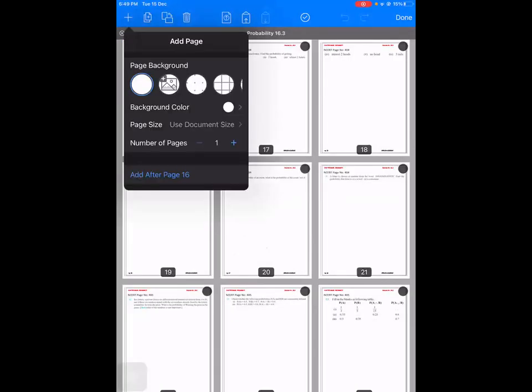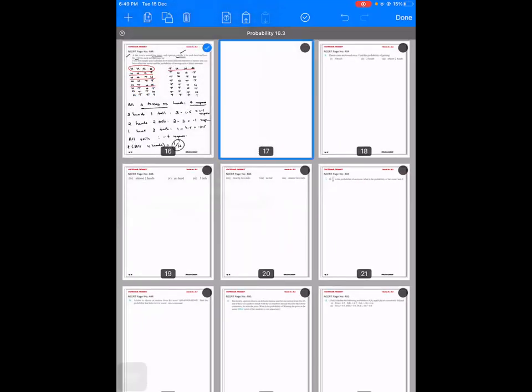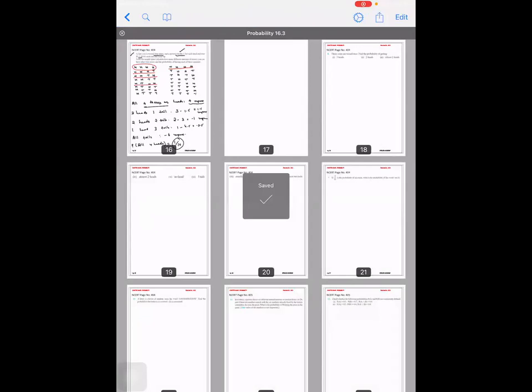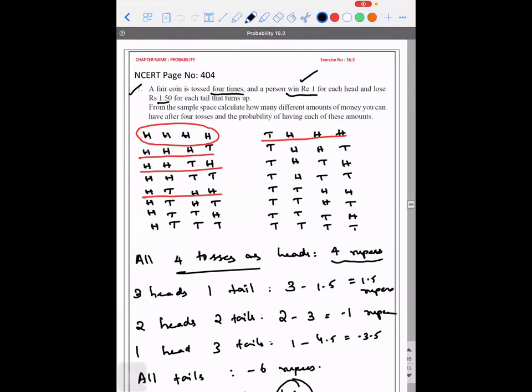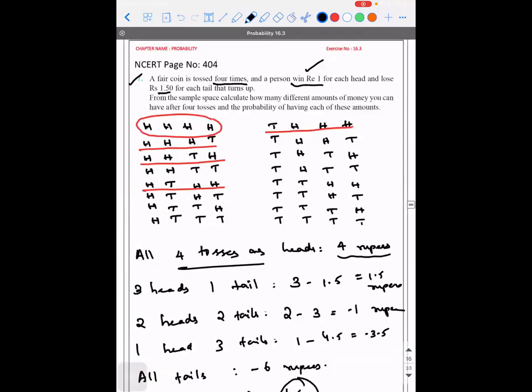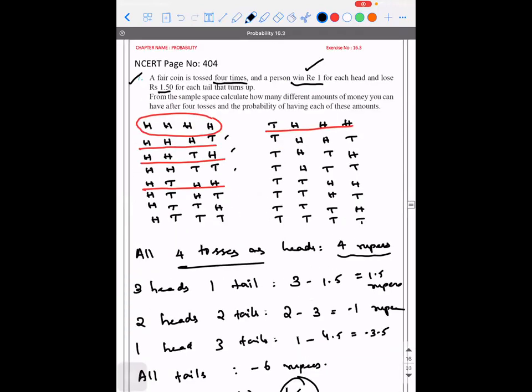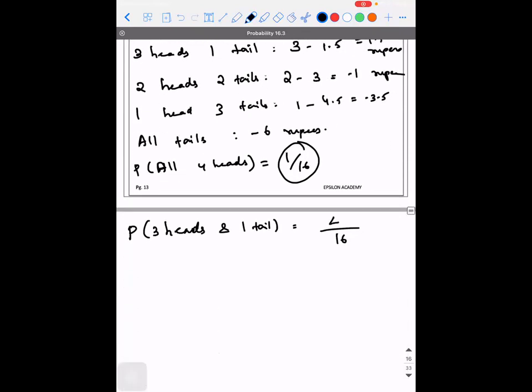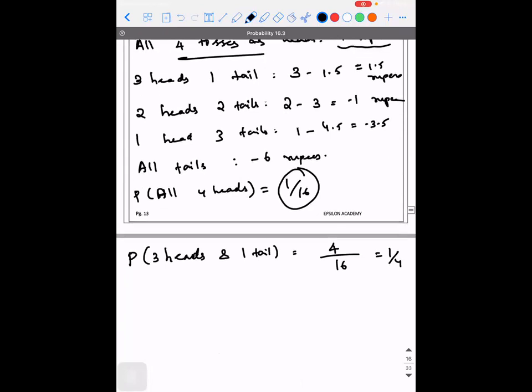3 by 16, sir. Let me check. How many times is it coming? The probability of getting 3 heads and 1 tail. Out of the 16 chances, how many times is this happening? 1, 2, 3, 4. It is happening 4 times, so it is 1/4. There is a 25% chance for him to gain 1.5 rupees.